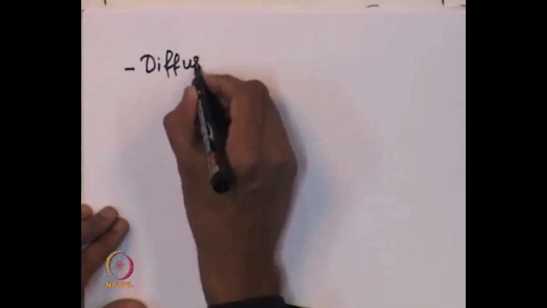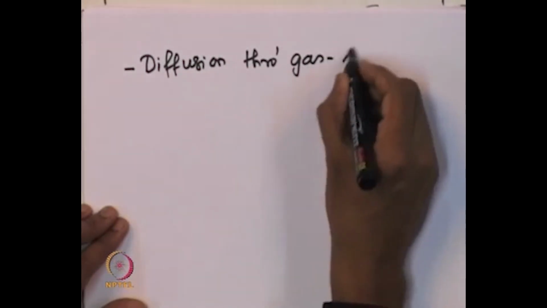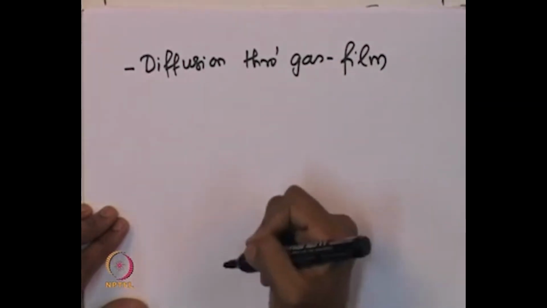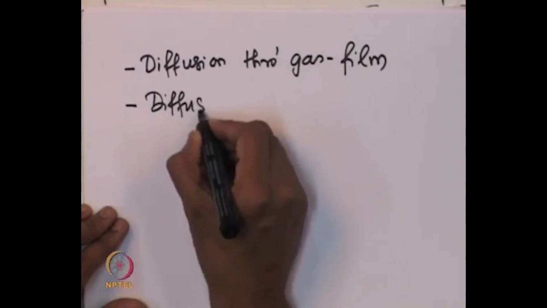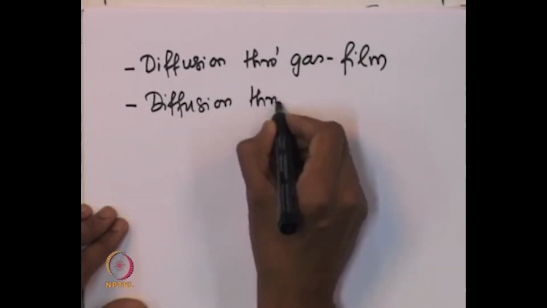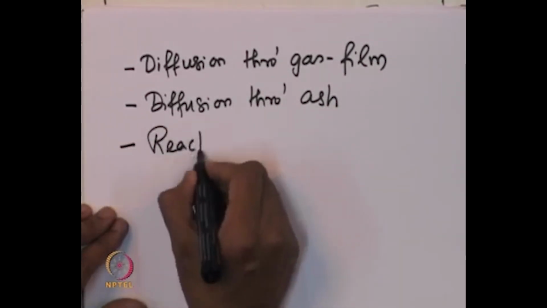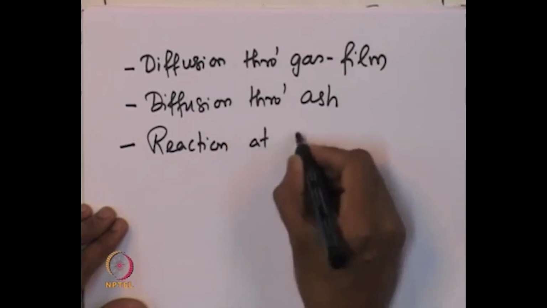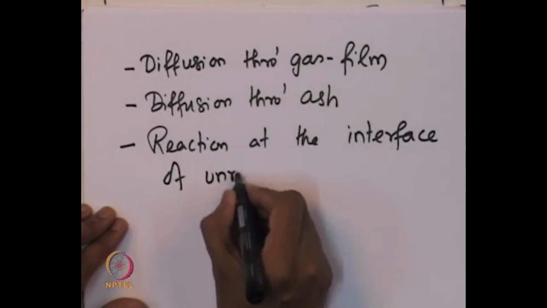So, clearly there are three processes occurring. The first process is diffusion through the gas film, the second process is diffusion through ash, and the third process is reaction at the interface of unreacted core and ash.